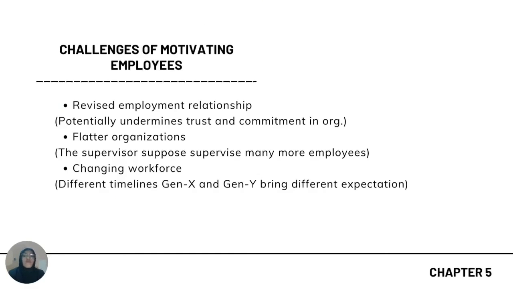We go for the challenge of motivating employees. The first one, revised employment relationship, means potentially undermining trust and commitment in the organization. The second one, flatter organization, can cause fewer supervisors to monitor performance, as organizations want to cut the cost of hiring supervisors to make sure employee behavior is in harmony. Fewer supervisors monitor performance as they want to cut the cost.